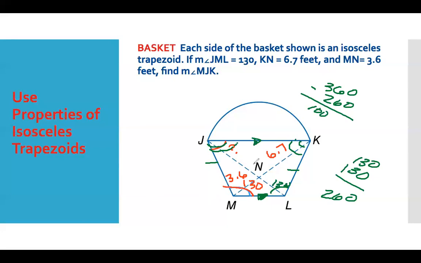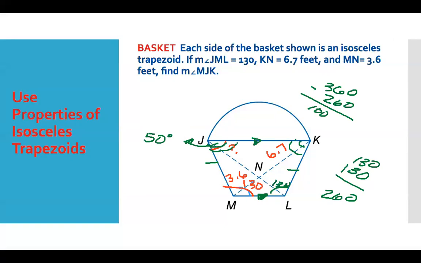If this is an isosceles trapezoid, then that means that base angles are congruent. So that means that these two angles have to equal 100, but they're congruent. So this angle has to be 50. Okay. Questions? So we're using information that we already had from previous. Okay. Can I erase this?